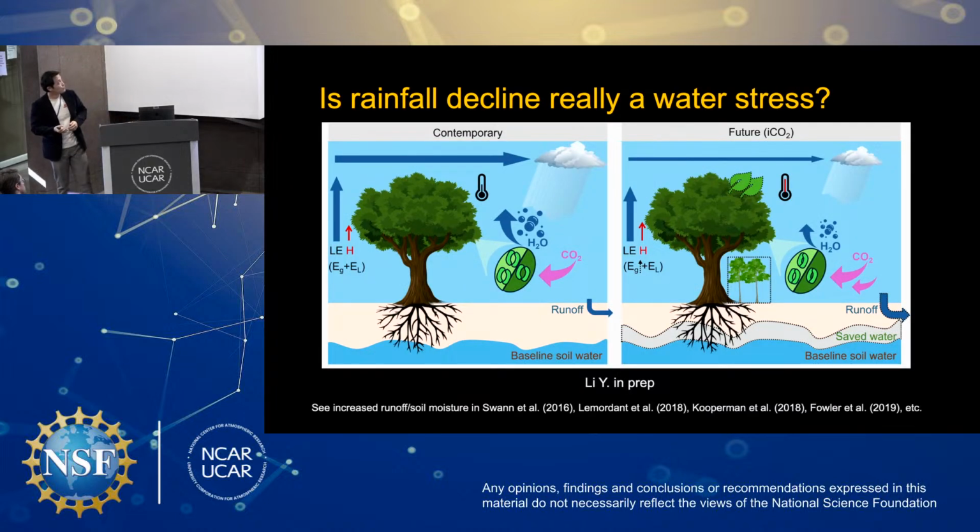So is this rainfall decline really water stress for the Amazonia? This could be a really important question. I believe if you check Abby's previous paper, our current understanding using these Earth system models shows that due to the physiology impacts, the runoff and soil moisture will actually increase in response to this physiology or CO2 fertilization. But I would say it's still hard to say because these are just model simulations.